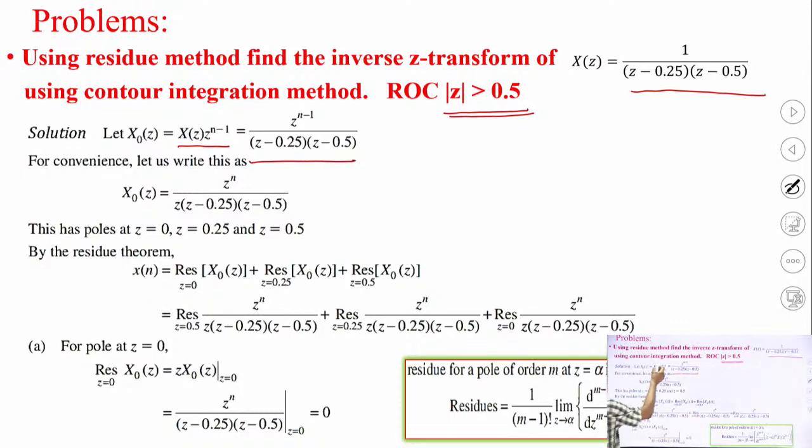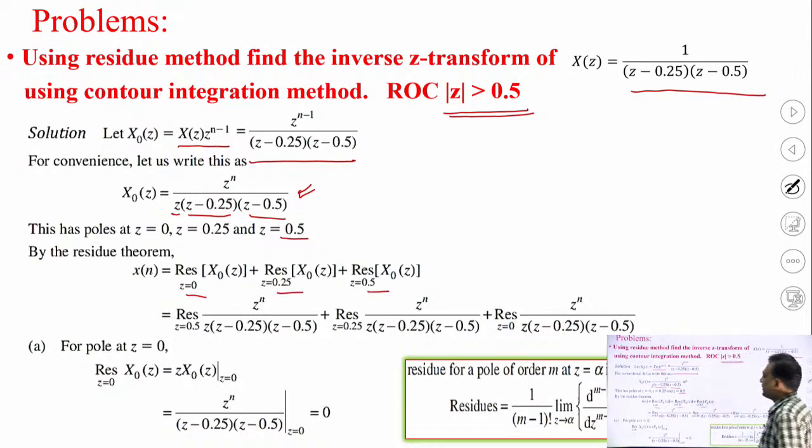Now we are writing this term as, let's say, X0(z), so we are getting this value. What we are doing here is that the term z to the power minus 1 will be there, which we are writing over here. So now this will consist of three poles: z equals 0, z equals 0.25 and z equals 0.5. We have to calculate the residues at these three poles.